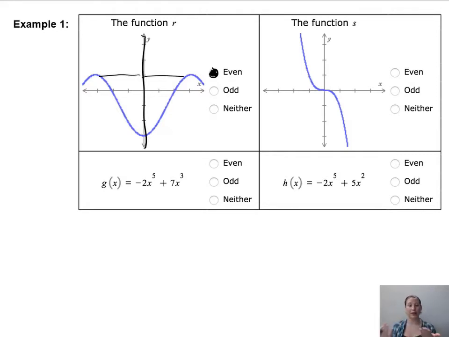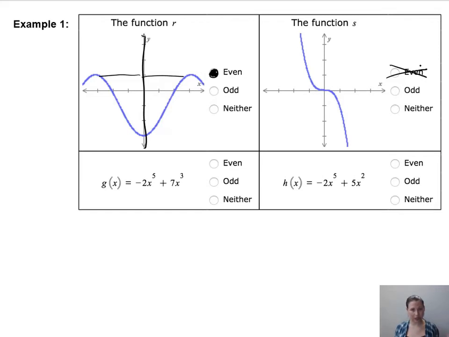So, is it reflected about the y-axis? No. It's up on this side and then down on the other. So that means it's not even. We can kind of cross that one off. Is it odd? If we look at it upside down, does it look the same?